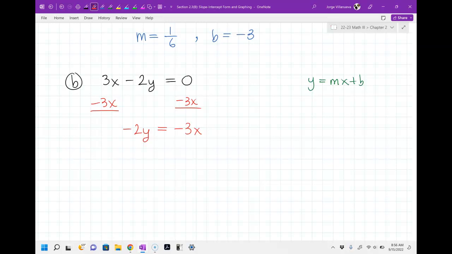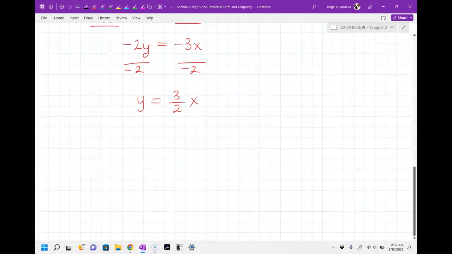What do I do to finish this problem off? All right, divide by negative 2. So y is equal to negative 3 divided by negative 2, which is a positive 3 halves. You don't divide that. It doesn't go in evenly. Okay, so it's a positive 3 halves. And that's it. I'm done with this problem, okay? I put it in slope-intercept form.